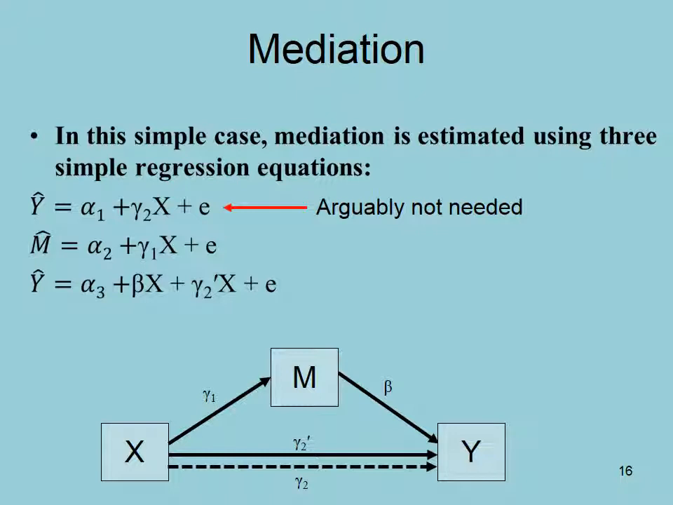Perhaps more importantly, though, you really want to know: is beta 2 prime now 0? Thus implying the relationship between x and y can go fully through the mediator. However, if beta 2 prime is significant, you would then have a partial mediator.